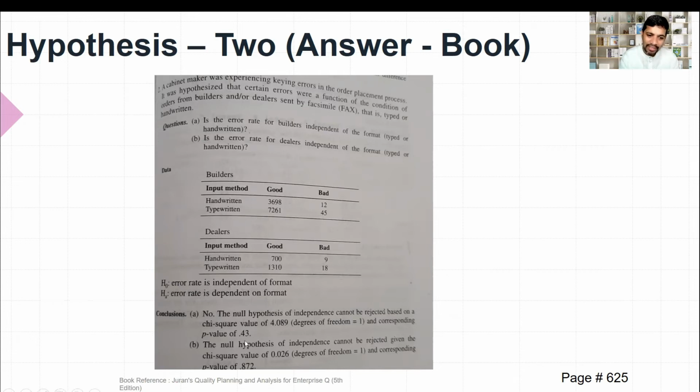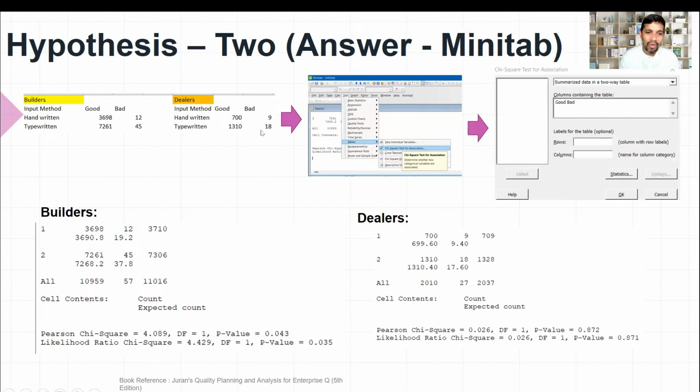And that is the first case. The next case is the null hypothesis of independence cannot be rejected, because the chi-square is 0.026, degree of freedom is 1, and the corresponding p-value is 0.872, right? This is the way we are going to do it, because we are talking about discrete data, good, bad, and all that. All you need to do is go to Stat, then Tables, summarize the data, and then you can take it. Exactly how it has been given in the text, you will get the same value.